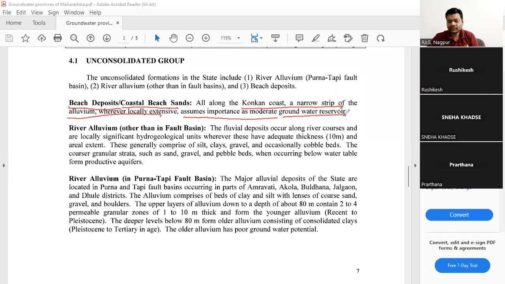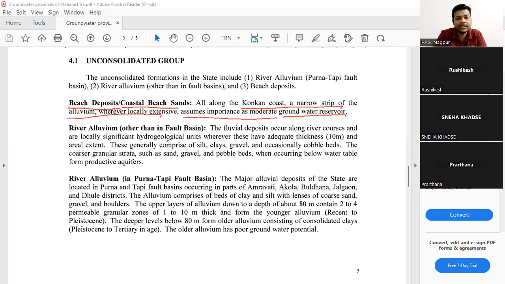Basically, what does unconsolidated mean? Unconsolidated means which has not been lithified. So in the stratigraphy of Maharashtra, only the river alluvium and beaches are the formations which are unconsolidated. That means they can be separated into each and every sand grain. So beach deposits are very obviously an unconsolidated group.